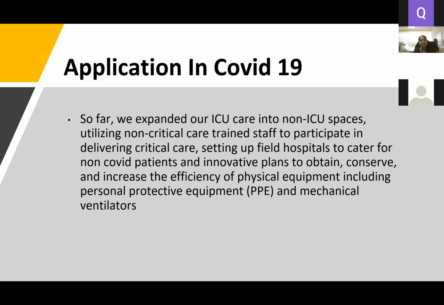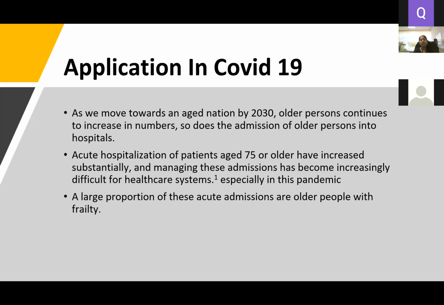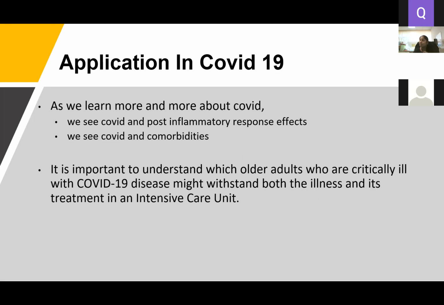On the other side is actually our aging nation, right? By 2030, we will already be an aged nation. So the number of older persons coming through the hospital doors is going to go up. And when you see older persons, a large proportion of them are going to be older persons with frailty. Which means we are going to keep them longer because of the frailty effects.